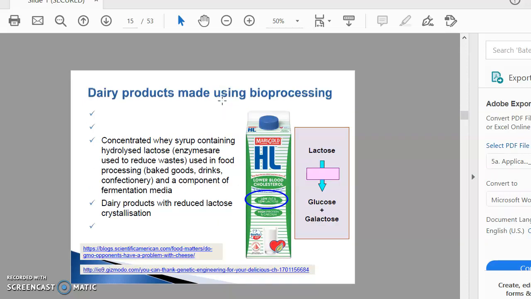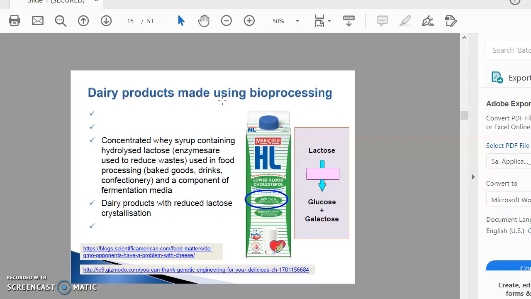So the example, as you can see here, is whey syrup containing hydrolyzed lactose. Enzymes are used to reduce waste. When you produce cheese, you will get the cheese and also the byproduct of cheese production, which is the whey. Instead of just throwing out and wasting the whey, you can use the enzyme to treat the whey and get other products that are beneficial for your industry.